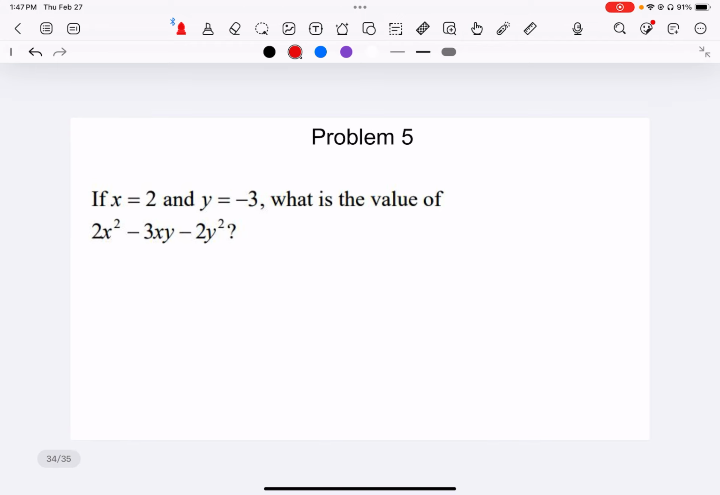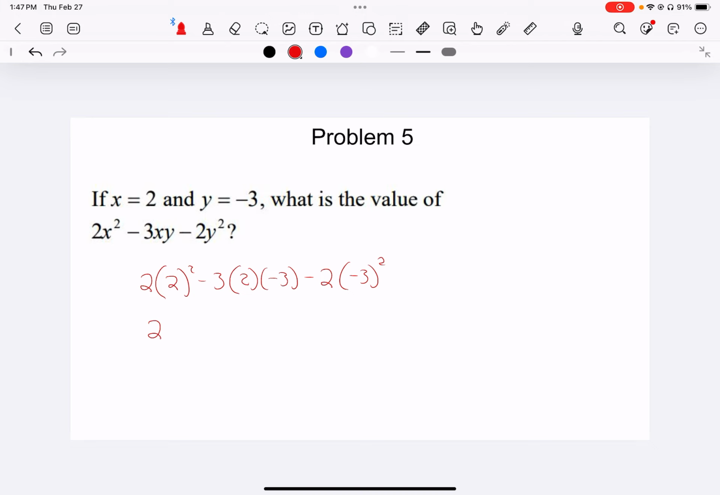If x equals 2 and y equals -3, what's the value of 2x squared minus 3xy minus 2y squared? So substitute in. When you're substituting in, just make sure you're always substituting in the correct number. So I have 2 parentheses 2 squared minus 3 parentheses 2 parentheses -3 minus 2 parentheses -3 squared.